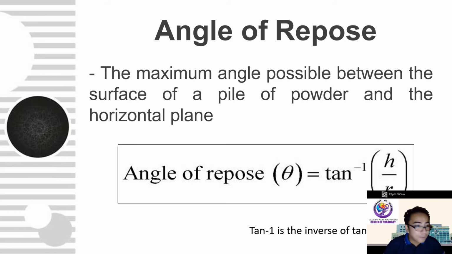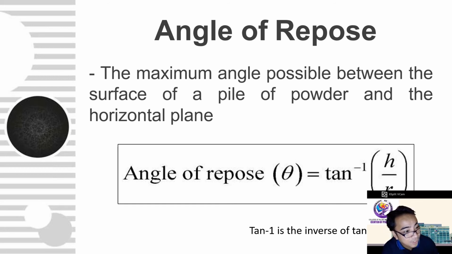Okay, so for the angle of repose, ano ba ito? Okay, so it simply talks about the maximum angle possible between the surface of a pile of powder and the horizontal plane. Okay, now class, to get the angle of repose, it's simply the inverse tan, yung sa calculator natin. So, di ba makikita mo dyan, ayan. Okay, you can see here tan. Ayan yung tan. So, to get the inverse tan, just simply press shift tan. Try nyo yan sa calculator nyo, ang lalabas dyan, tan -1.